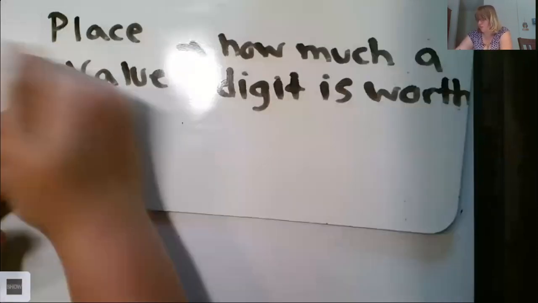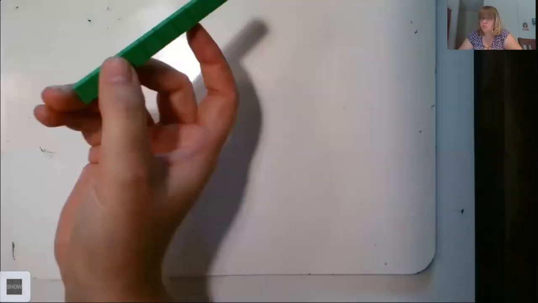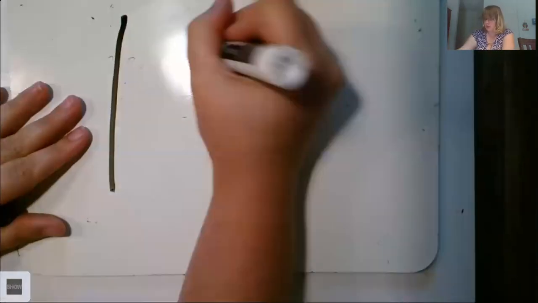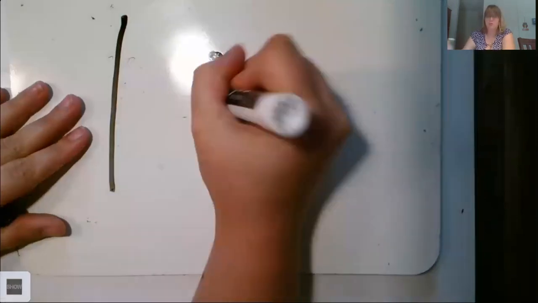Now you might be thinking, what does it matter? Why do I have to know place value? Well, it matters because when we start subtracting bigger numbers, we want to make sure that we're using the right tools for either our models, our 10 sticks, or if we're using a hundreds chart, or if we're trying to count in our head. So the first strategy I'm going to work on with you today is using models to solve. So that's our 10 sticks and our 1 cubes or circles.